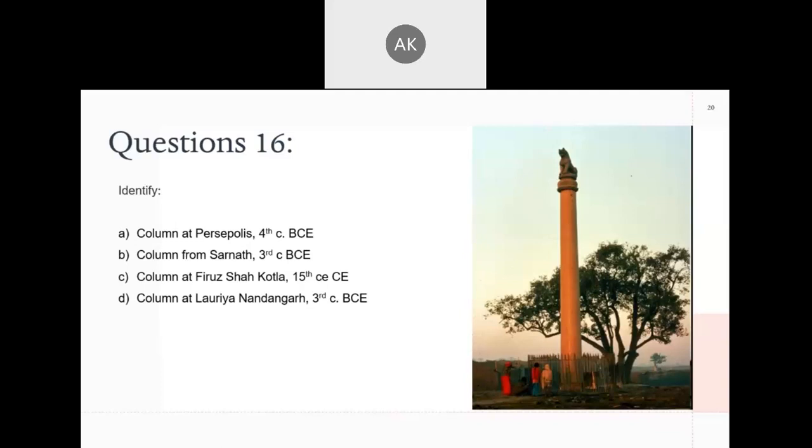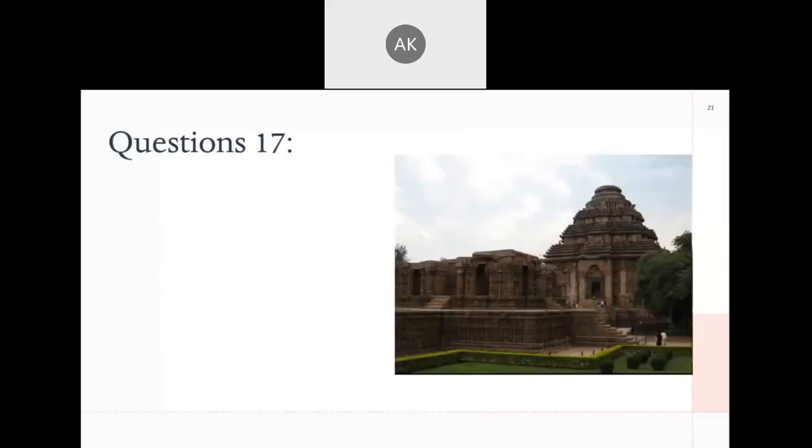Of course, it is not Persepolis, because Persepolis is not in India, so of course it will not be in Bihar. What about Sarnath, Firoz Shah Kotla, or Lauria Nandangarh? Actually, the answer is Lauria Nandangarh. So it is the Ashokan column at Lauria Nandangarh, which belongs to the 3rd century BCE.